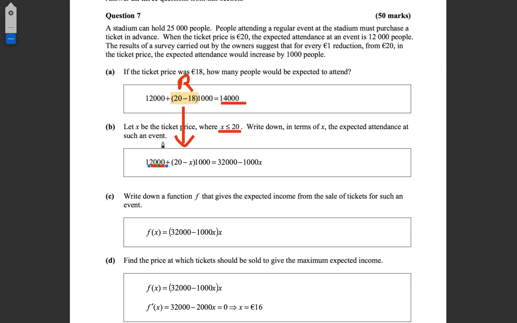We add 1,000 multiplied by the reduction in price. If X is the new ticket price, the reduction is going to be the difference between 20, the old price, and the new price. So see how it looks like this? Times 1,000 people for each euro reduction. And this is the function you get. So now we have a function of X. This is the expected attendance, the number of people.